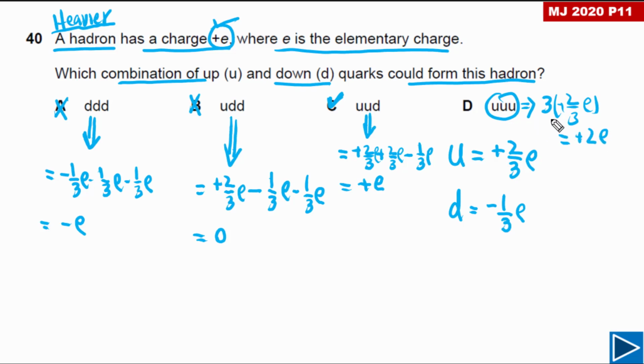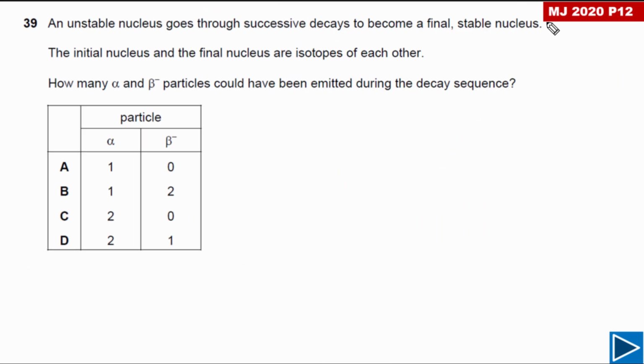So this is also not the charge on this hadron, so this is also not the correct option. So C, that's the answer. This question is from May-June 2020 paper 1-2.